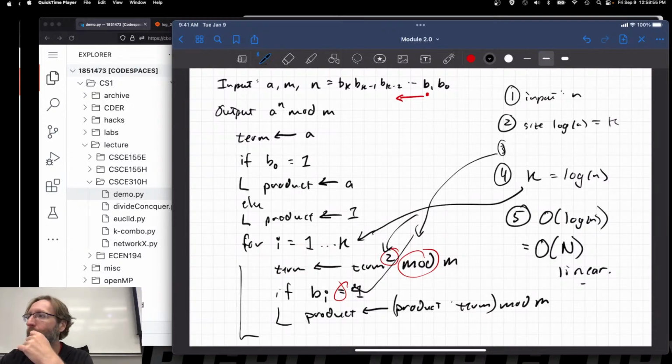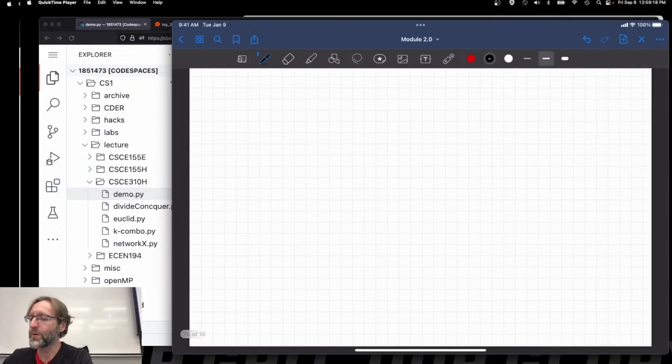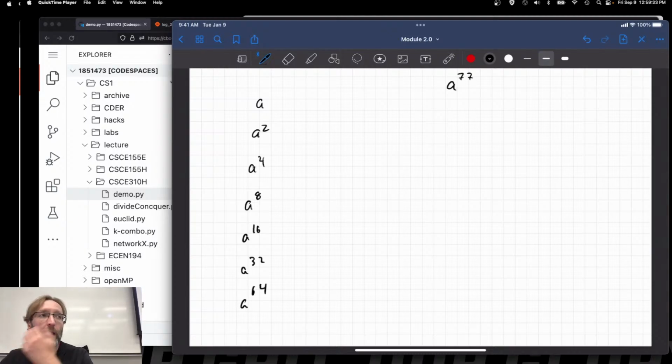Yeah? What do term and product stand for? Term is our term, so a squared, a to the 4th, right? Term is updated at each one of these steps. The product is the final output here. Because look at what we're doing. We're going a squared, a to the 4th, a to the 8th, a to the 16th, a to the 32nd, a to the 64th. Remember that we wanted to compute a to the 77. And we multiply it. Yeah, exactly. So let's write this out. What is 77 in binary?